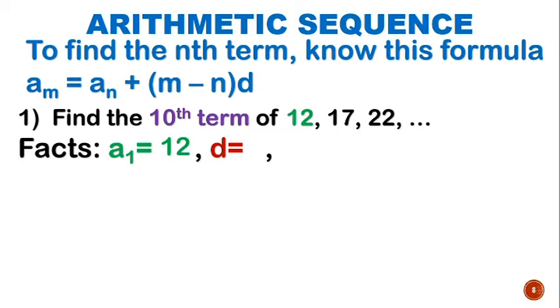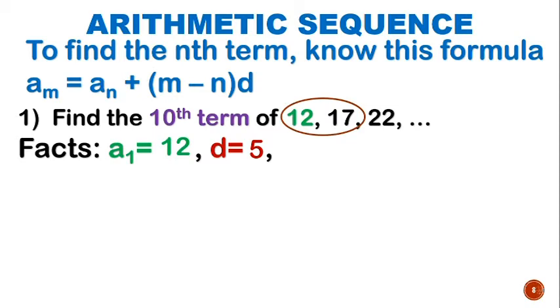What is D? Sige, maalala nyo rin yan, paano nyo ginagawa. Kagaya rin ng mga ginawa natin sa mga unang-unang examples. So, okay, so that's 5. And where did we get that? That came from 12, that came from 17 minus 12. Okay, so that should be 5.